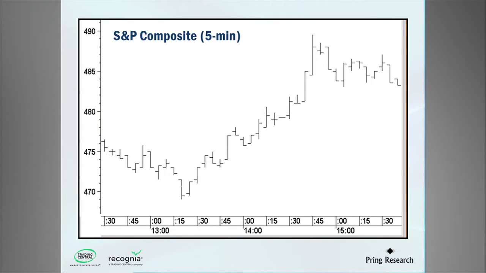Here's a 5-minute bar chart for the S&P Composite. Right at the bottom of this decline is an inside bar. Unfortunately, there's no way to predict that it would be followed by such a sharp advance. Later on is another inside bar.